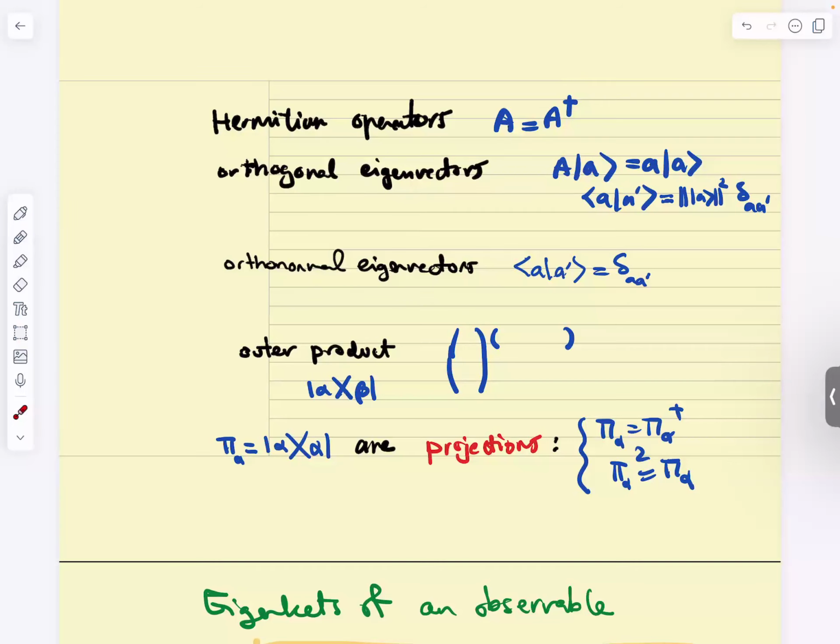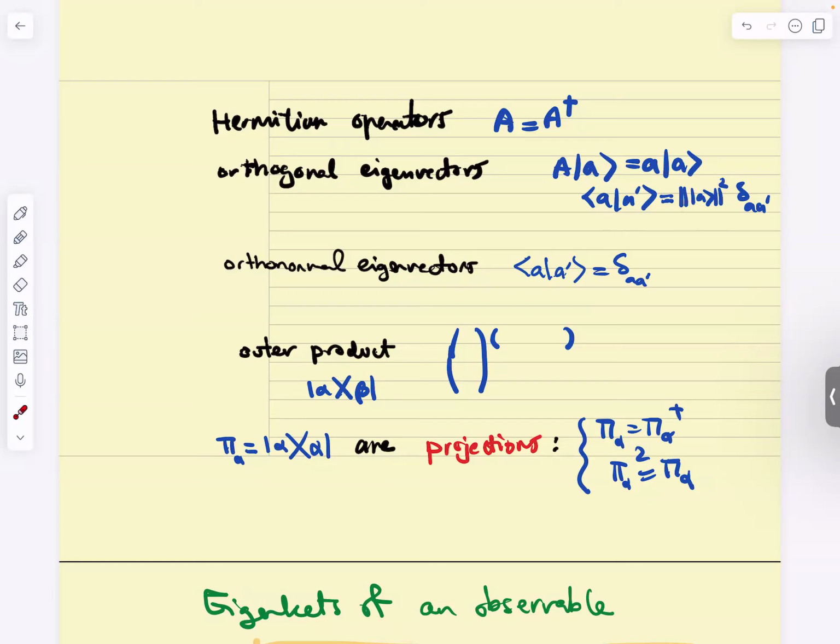Orthogonal eigenvectors. We talked about orthogonal eigenvectors, a set of eigenvectors of an operator. Oh, sorry, actually, did we talk about this? Maybe we ran out of time. But okay, let me just define this. If we have two eigenvectors, A and A prime, they are orthogonal if their bracket is just delta of A prime, A.